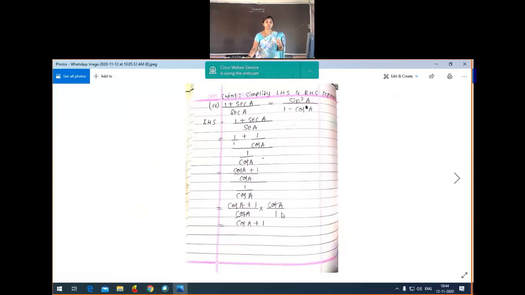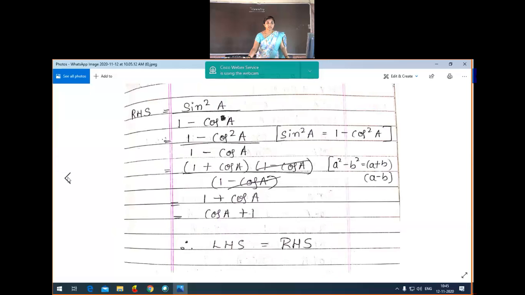Now we have to see whether we'll get the RHS also. Cos A plus 1 we have to check. Okay. So that is in the next page. Here RHS. Now we took RHS. In the RHS, sin square A divided by 1 minus cos A. Sin square A.